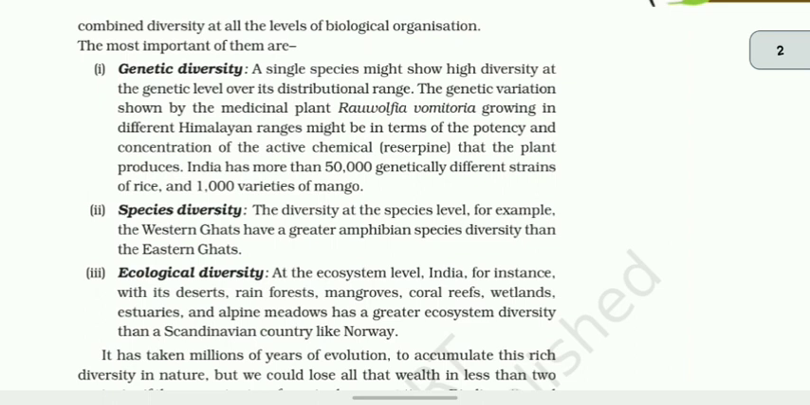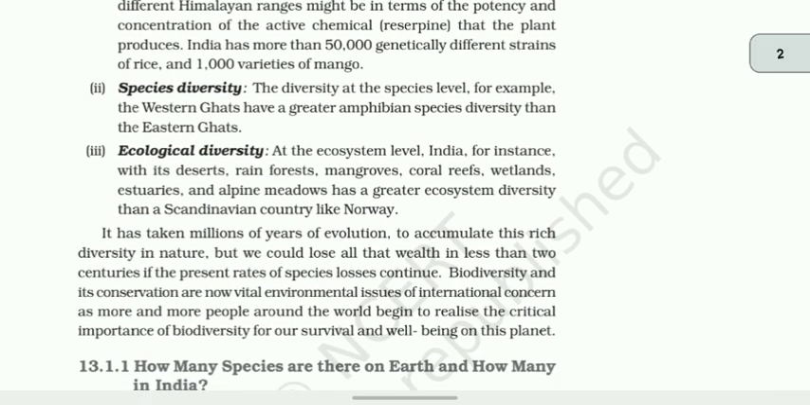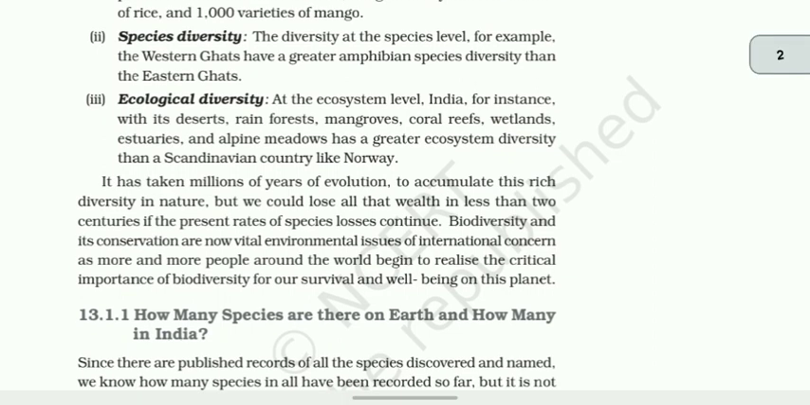A single species might show high diversity at the genetic level over its distributional range. The genetic variation shown by the medicinal plant Rauwolfia vomitoria, growing in different Himalayan ranges, might be in terms of the potency and concentration of the active chemical reserpine that the plant produces. India has more than 50,000 genetically different strains of rice and 1000 varieties of mangoes.